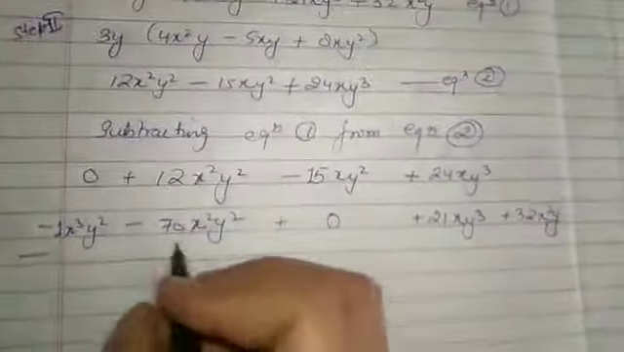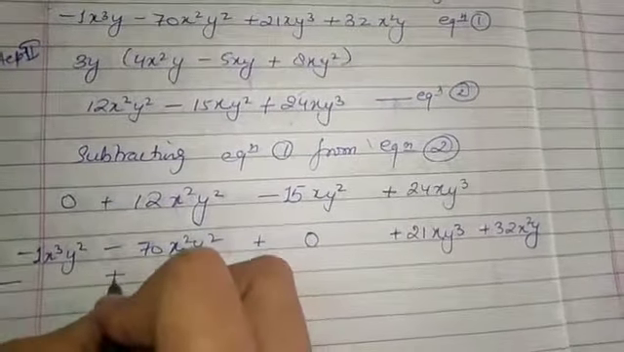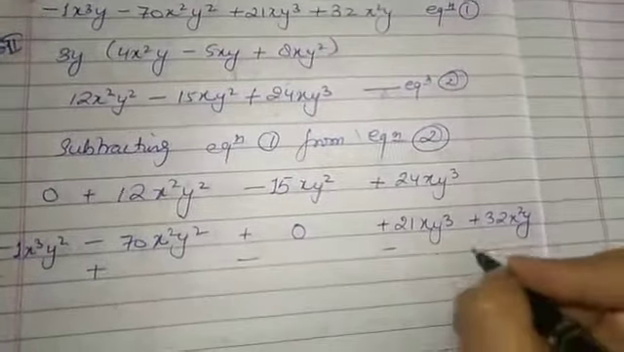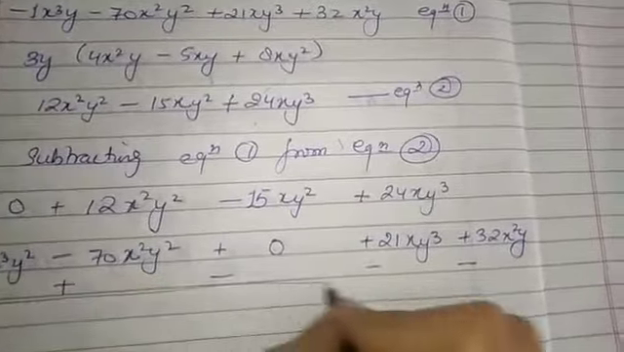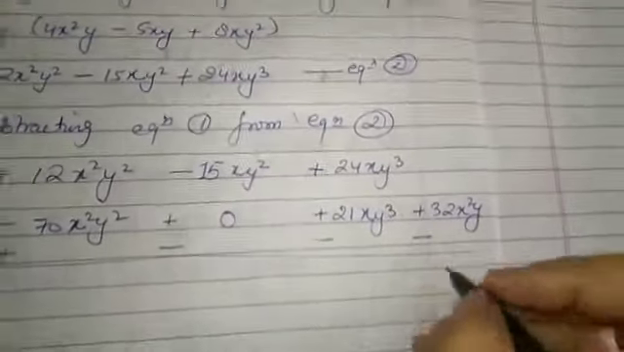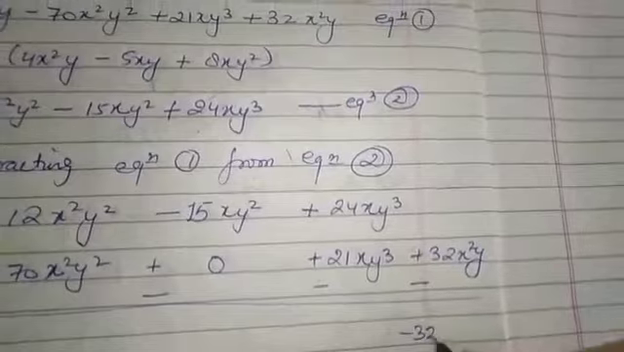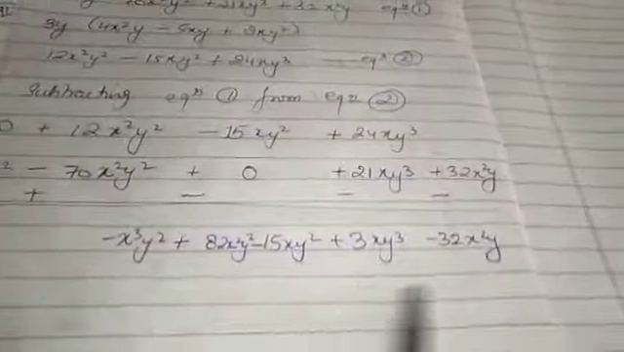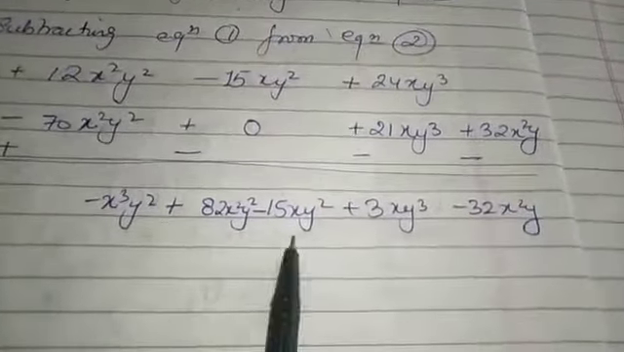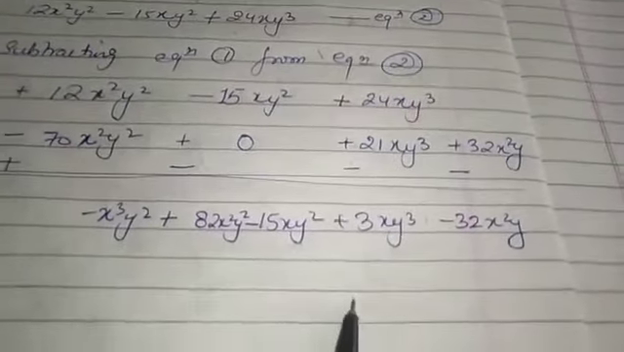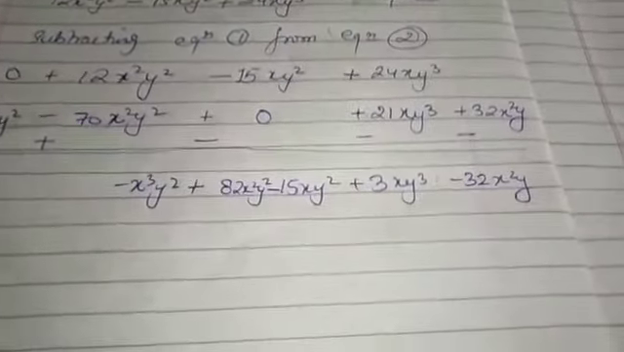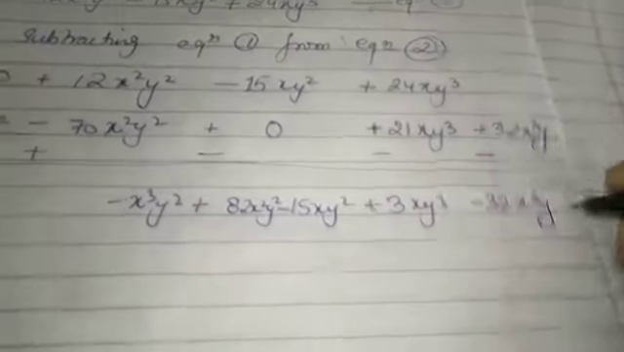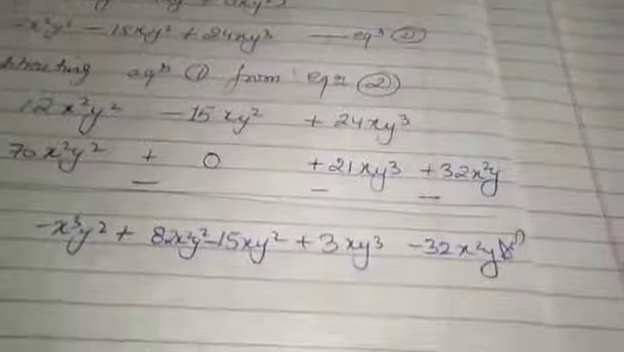Subtraction, changing the sign of the lowest expression. Okay, it will be minus 32x square y. I got this. Now you will arrange this in terms of power, with the one having the highest power placed first, then second, third. Okay, now this will be the solution. So your exercise 10.2 is officially completed.